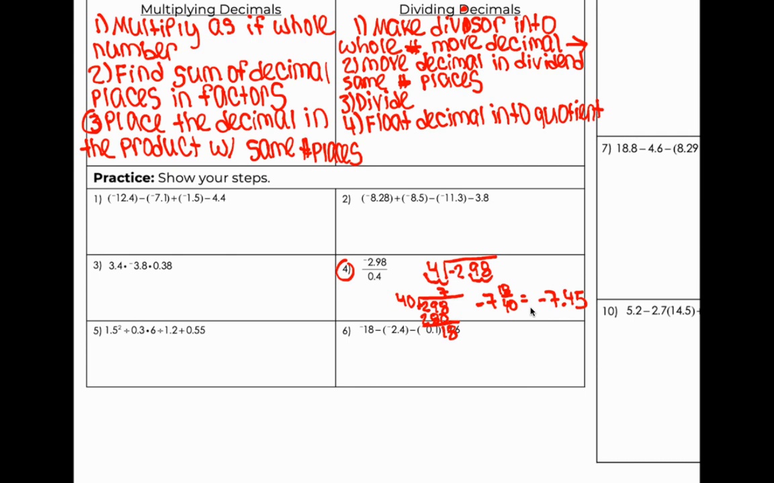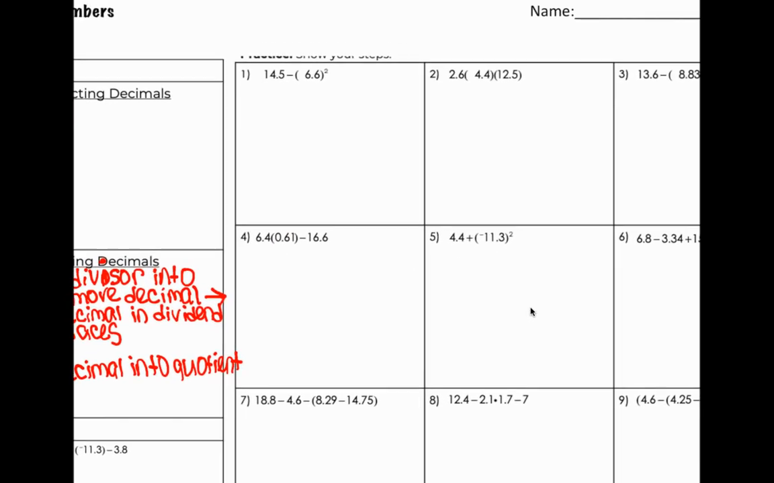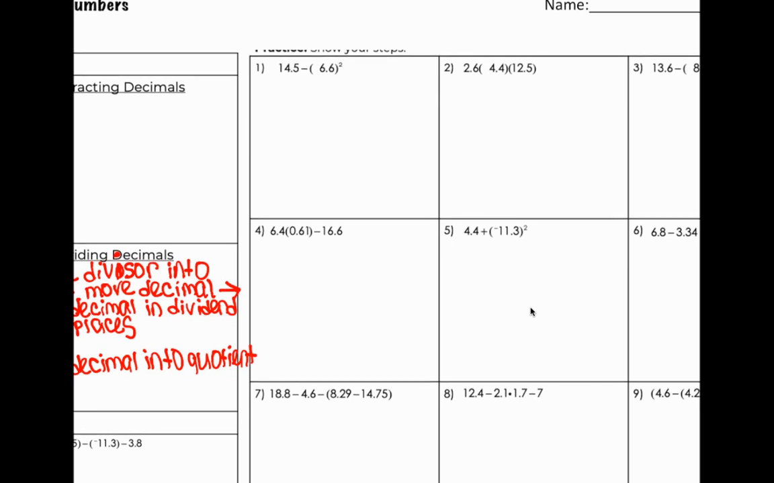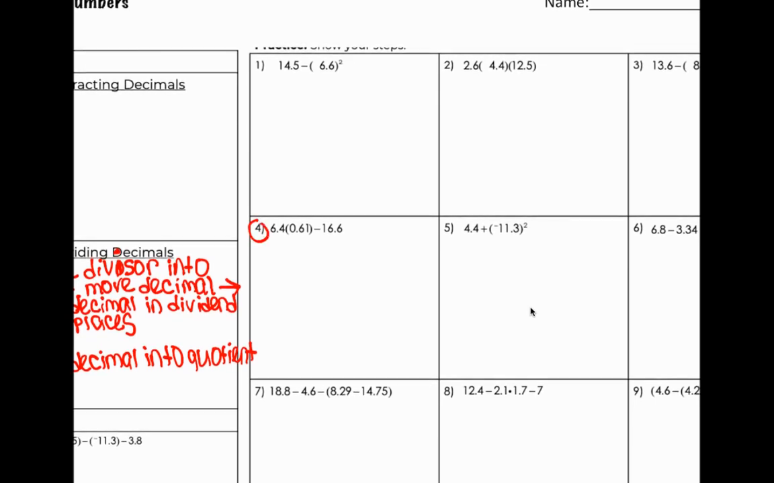Okay, and then let's just pick another example that has a mix of multiplication, addition, subtraction. So number 4 here is a good one to practice. First they ask you to go ahead and multiply. So let's do that by hand just to review.